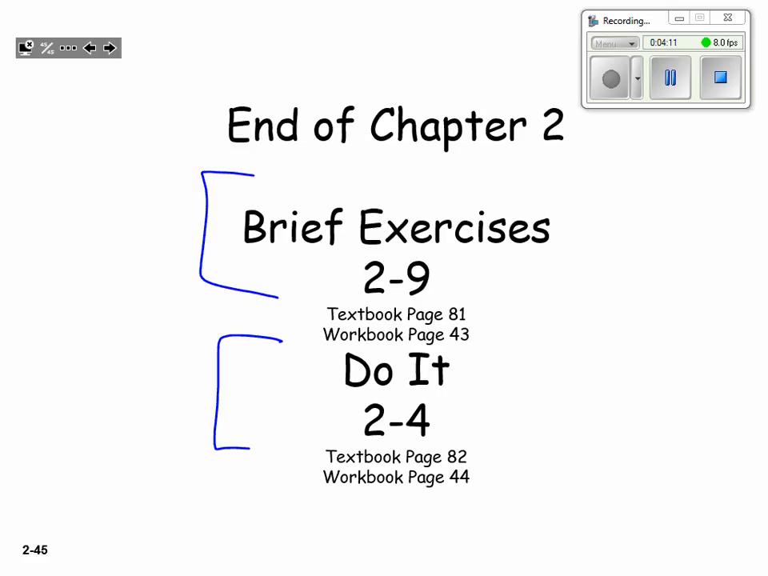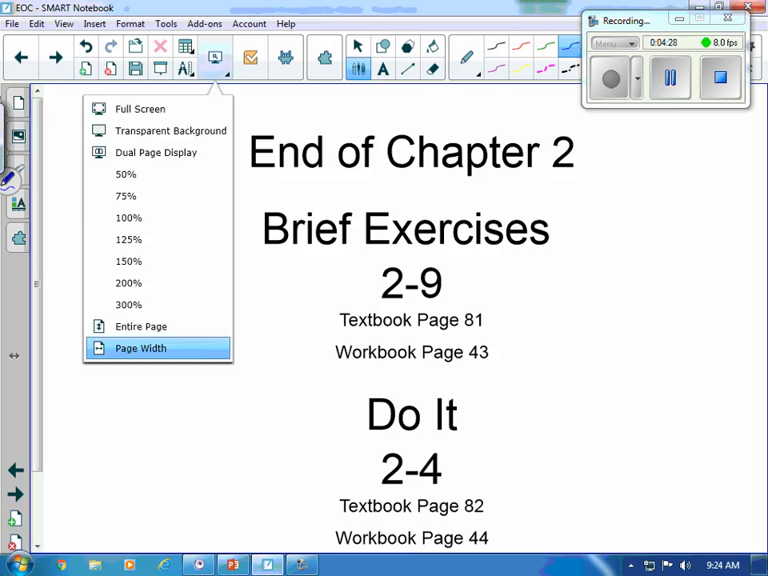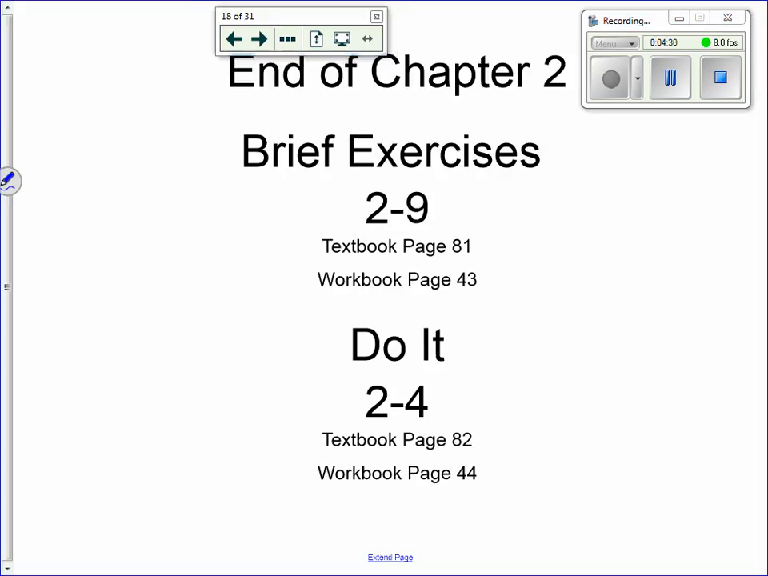Brief exercise 2-9. Yay, so you've got them. Perfect. Okay, so together we'll do this brief exercise 2-9. It's giving you workbook pages and textbook pages.